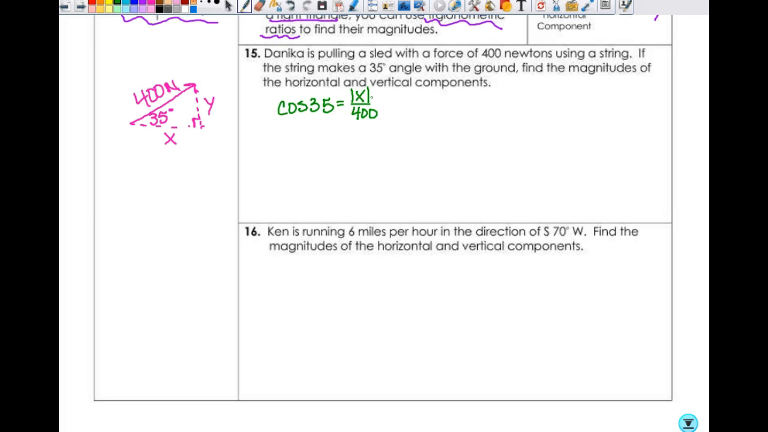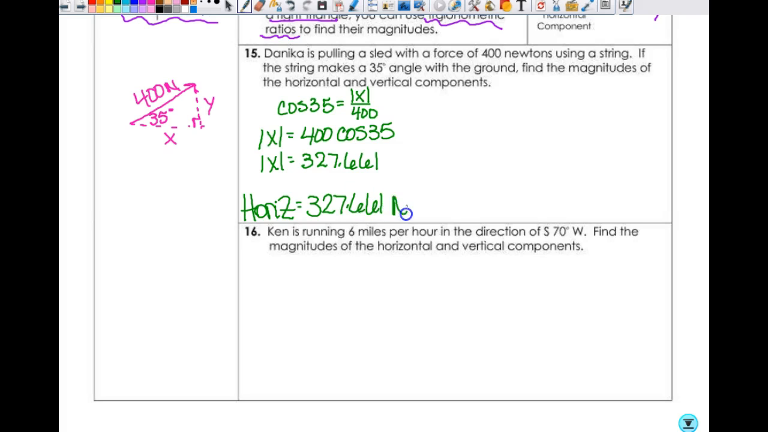So if I solve for x, I'm going to multiply both sides by 400, so I get the absolute value of x equals 400 times the cosine of 35. Well, guess what? That's the x component that we've been doing anyway. That's the magnitude times the cosine of theta. That's your x component, or your r cosine theta. It's all the same thing. So the absolute value of x gives you 327.661. So then the actual answer here is that your horizontal component is equal to 327.661 newtons.